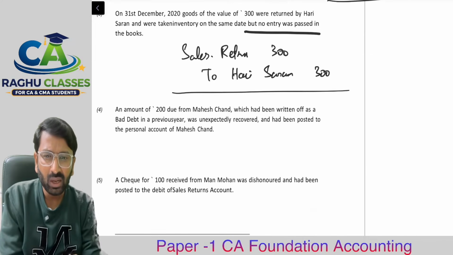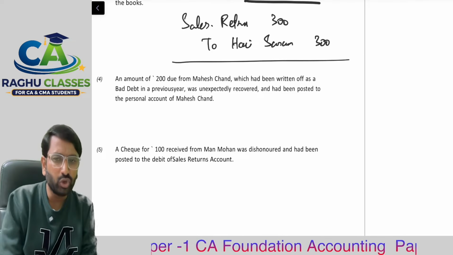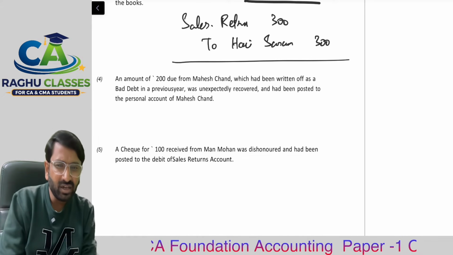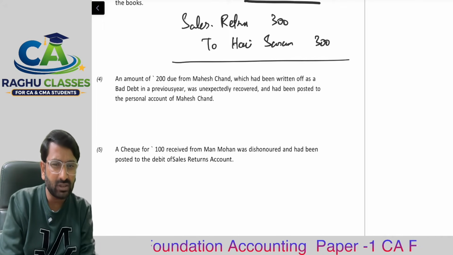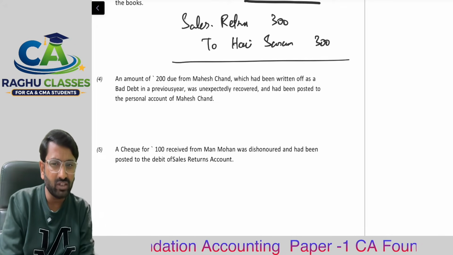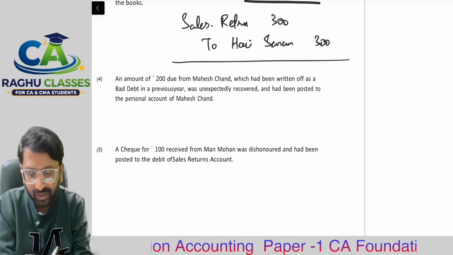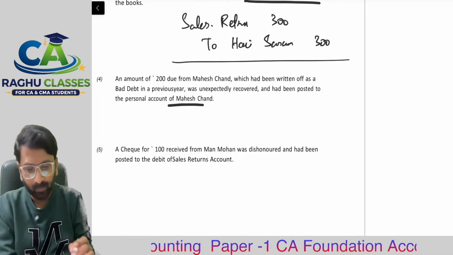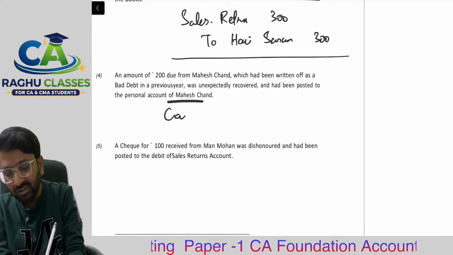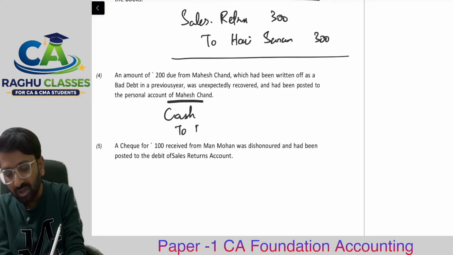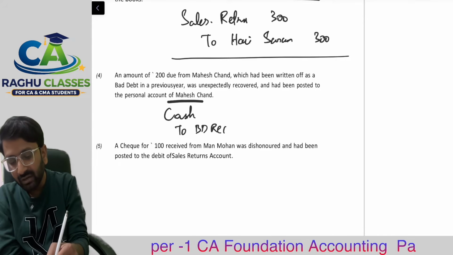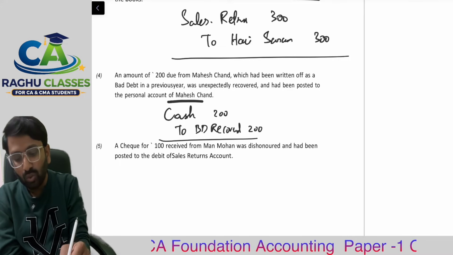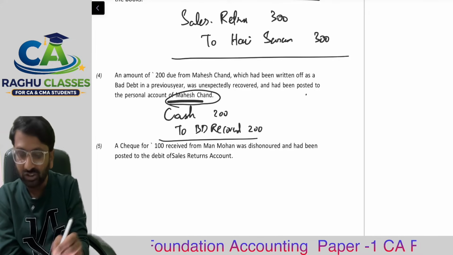Next one. An amount of 200 due from Mahesh Chand, which was written off as a bad debt in the previous year, was unexpectedly recovered. However, it's posted to the personal account of Mahesh Chand. So can we say this is a clear case of bad debt recovered? And when a bad debt is recovered, the correct entry should have been cash account debit to bad debt recovered 200. But what they have done, this was posted to the personal account of Mahesh Chand.